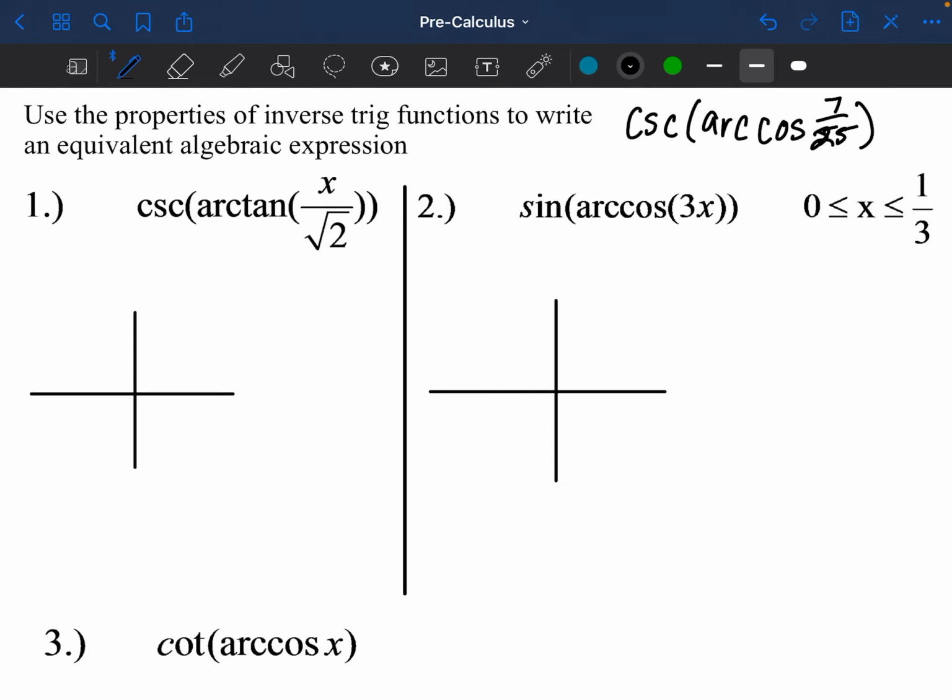And then you went through and you used that 7 over 25 to make a triangle. Same idea. But now we've just got it mixed with variables. So let's go ahead and use that arctangent to draw a picture. We're always starting on the inside. We're using this inverse function here. We're going to draw it.